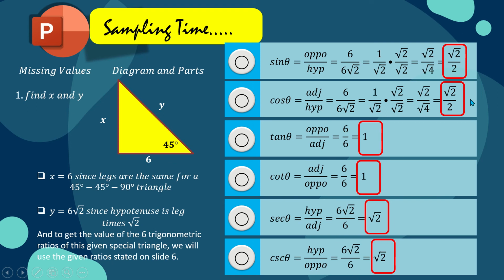So these are the following answers. Ang sine function is square root of 2 over 2. Ang cosine function is square root of 2 over 2. Tangent and cotangent are both 1. Secant and cosecant are both square root of 2. Depende ni siya sa given, o depende sa special angle given.